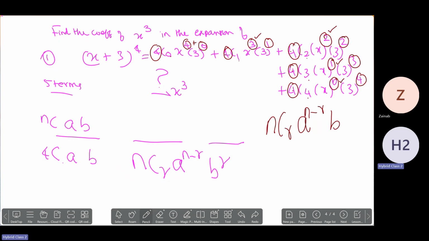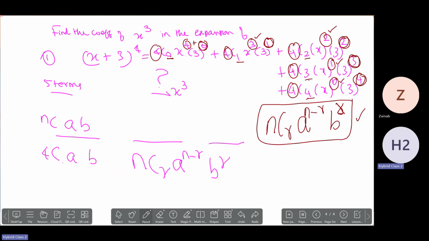So what should be the power of B? See here, whatever number is written down, that should be the power of B. Correct, right? 2 means 2, 3 means 3, 4 means 4. So B to the power r. So this is the general term for all the expansion terms. And if you expand, every term will go by this one.